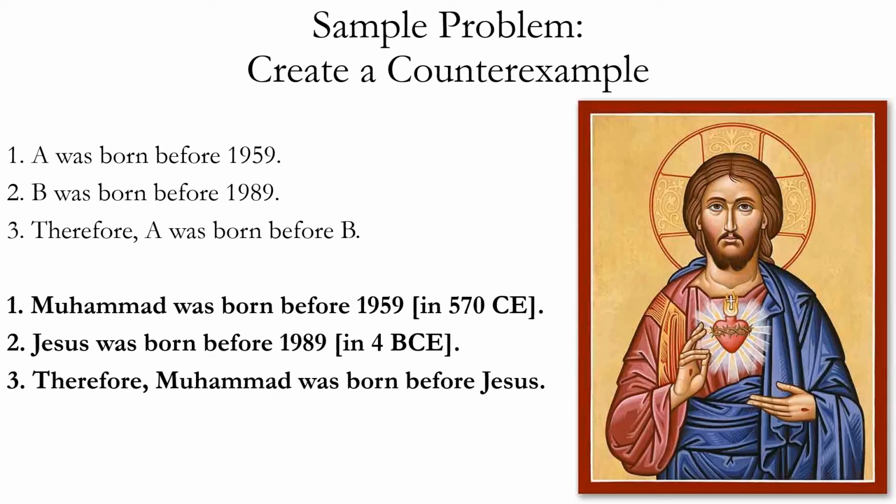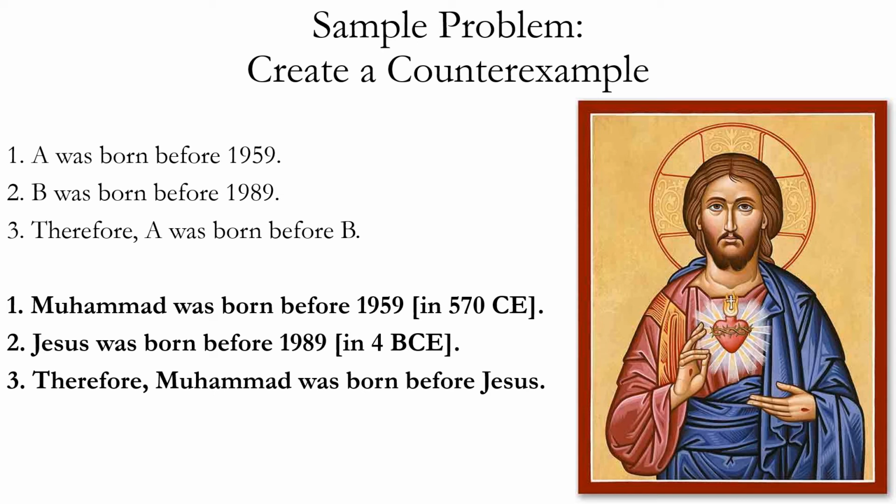So here's a possible counterexample to that argument form. Muhammad was born before 1959, in around 570 CE. Jesus was born before 1989, in around 4 BCE. Therefore, Muhammad was born before Jesus. So the premises are true, the conclusion is false. So we know this argument form is invalid.